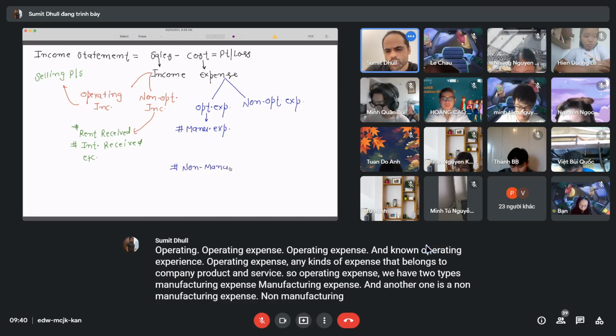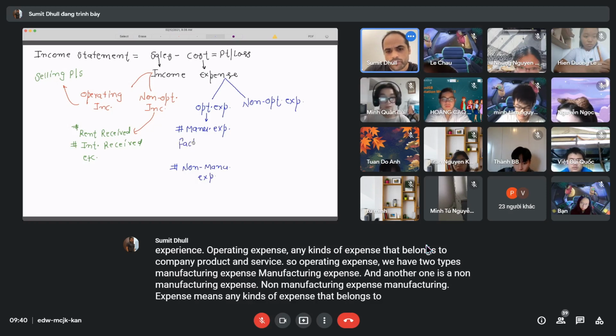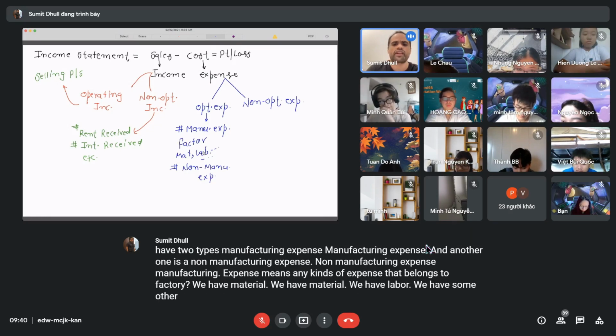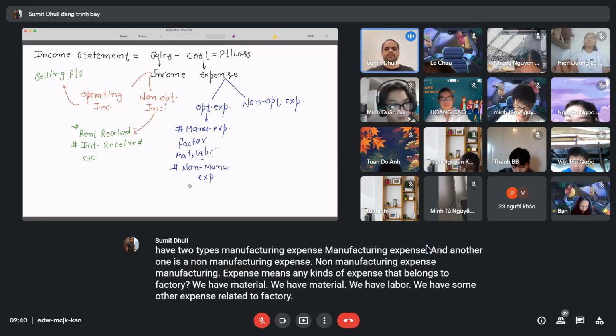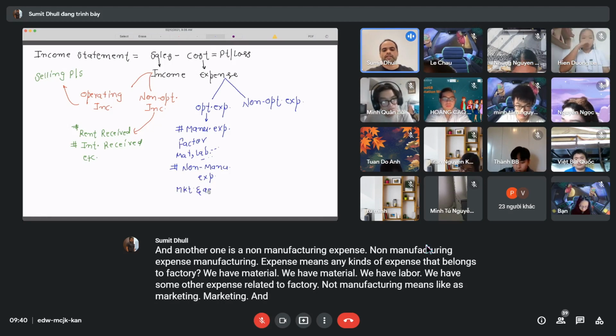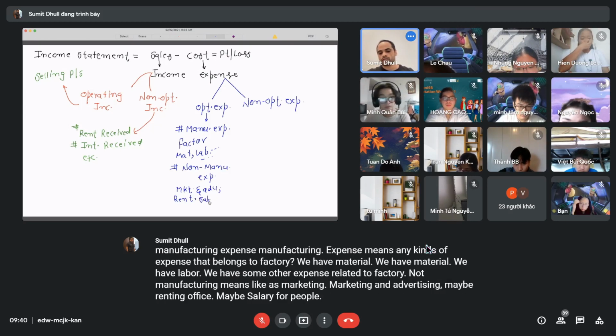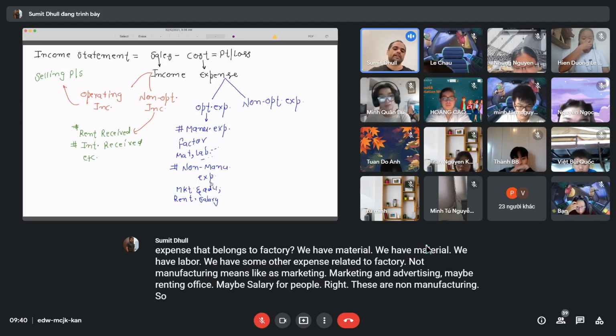Manufacturing expense means any kinds of expense that belongs to factory. We have material, we have labor, we have some other expense related to factory. Non-manufacturing means like marketing and advertising, maybe renting an office, maybe salary for people, right? These are non-manufacturing. So all these are operating expense.